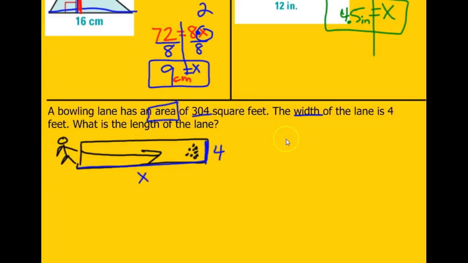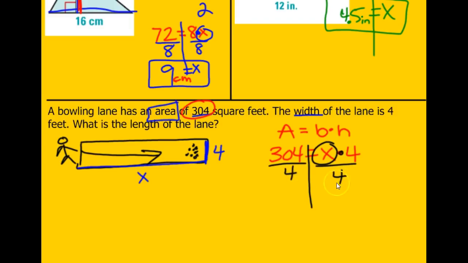So this is a rectangle, so we know the area of a rectangle is base times height. So our area is 304. Our base is x, and our other side is 4. So to get x by itself, the opposite of multiplying would be divide. 4 over 4 is just 1. So we have 304 divided by 4, which would give us 76. They were talking about feet, so you could put feet on there if you would like.